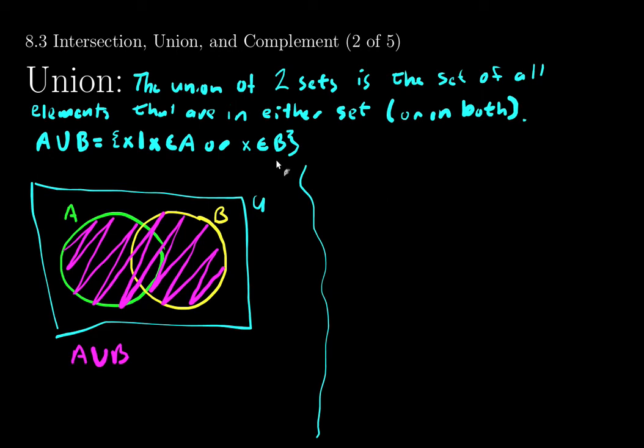And now our finite example, same sets as we had last time. So if we consider the universe being all integers from 1 to 8, we consider set A as the integers from 2 to 5.